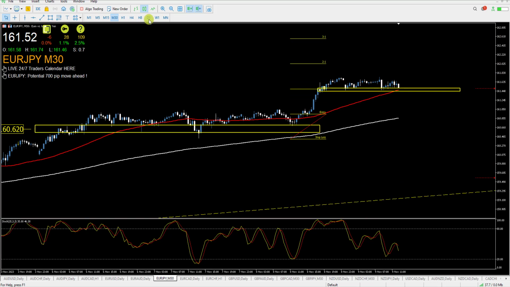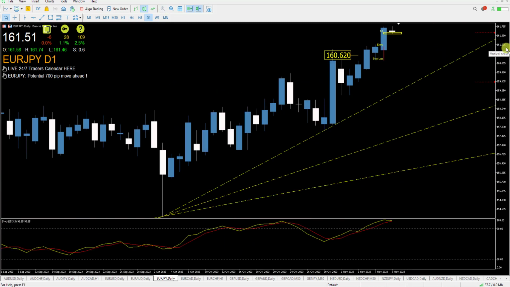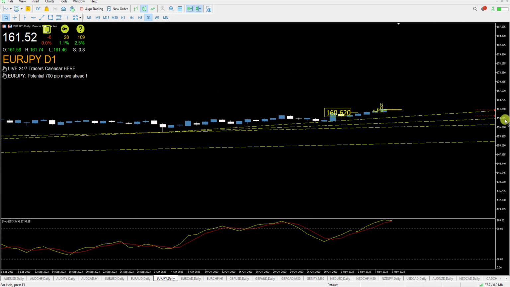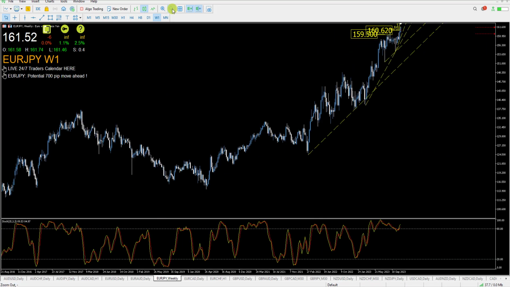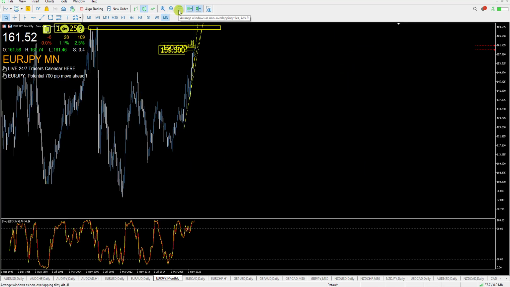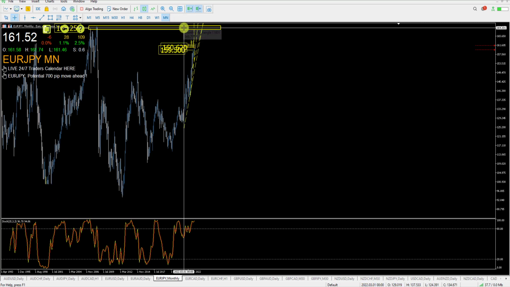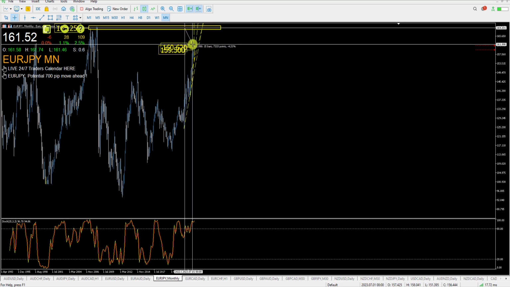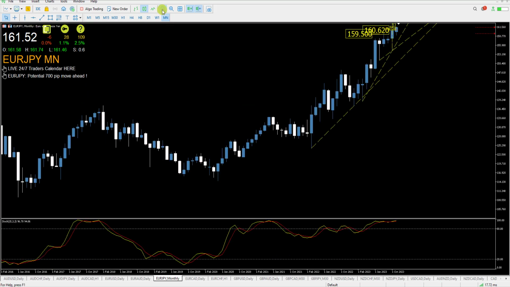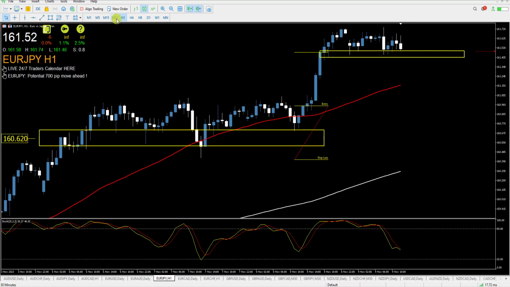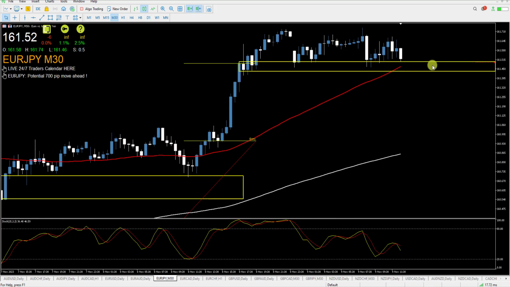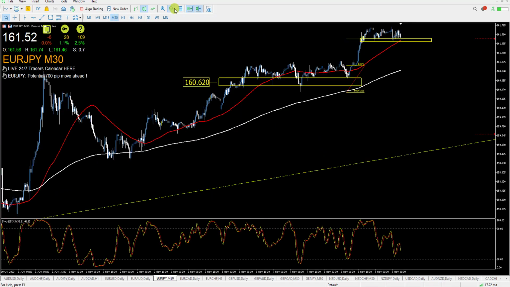The reason why I like this so much is the option to get long to the upside. I think the next level of resistance, I'm just trying to zoom out so I can see it. Let's go to the monthly. The next level of resistance is all the way up here at 169. So we've got like 700 pips to work with. I like the idea of being long here. I'm just waiting for a decent setup, to be honest. Once I get that decent setup, I'm going to go long.